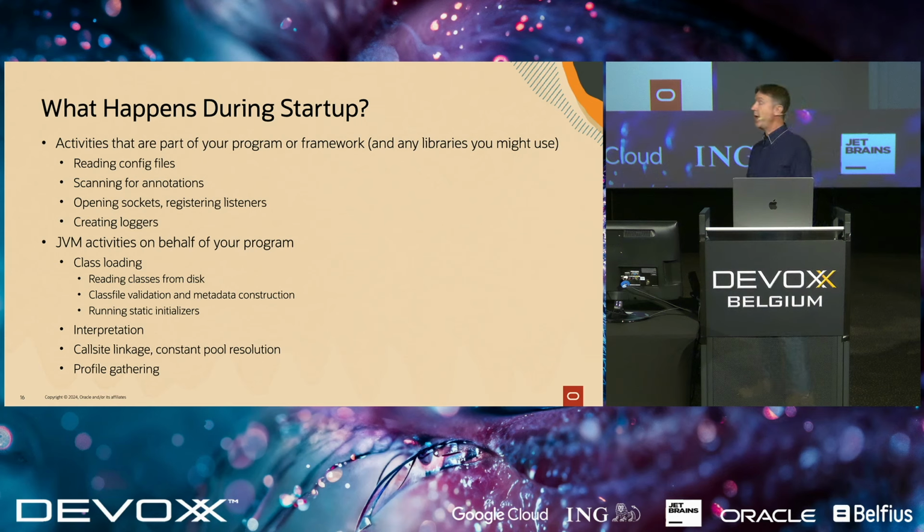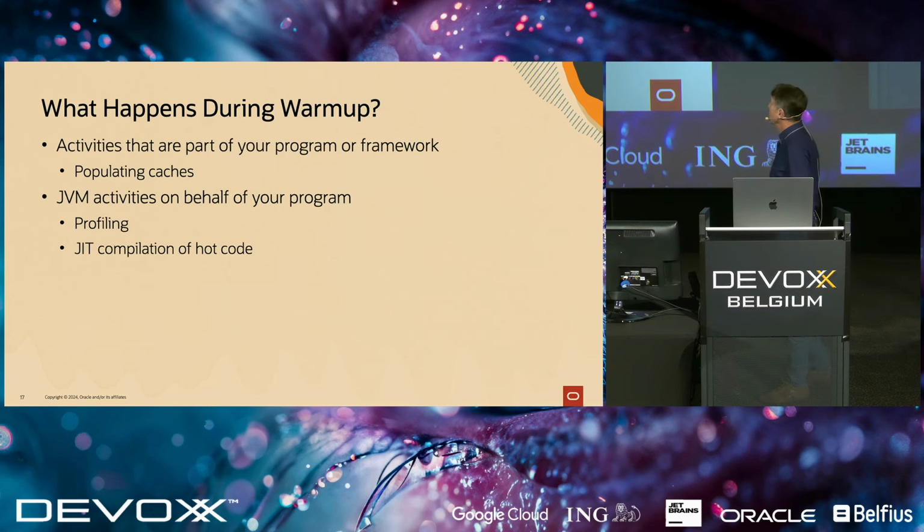OK. So what happens at startup? Well, as I mentioned, we have activities that are part of your program, reading configuration files, scanning for annotations, maybe Spring annotations, opening sockets, and creating loggers. And while we're doing this, the JVM is occupied with reading classes from disk, validating metadata, and running static initializers, and starts to interpret our code. We do call-site linking, constant pool resolution, and then we start gathering profiling. And what happens during warm-up? Maybe our application is populating caches. And the JVM is using the profiling and does JIT compilation of hot code. Hot code is code that has been run a substantial amount of times, for example, 30,000 times.